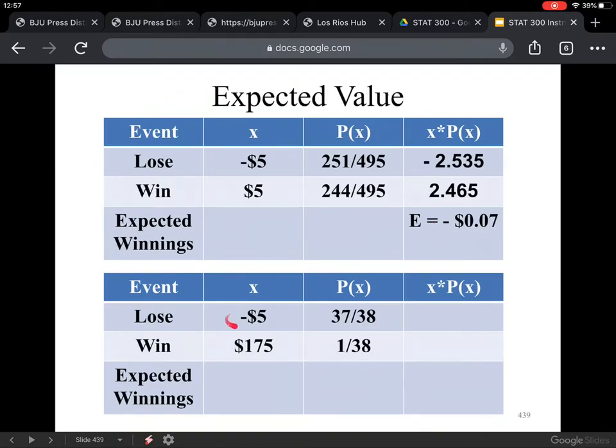What if you lose $5 with probability 37/38, and you win $175 with probability 1/38? You multiply these two, and you get x times p of x. You multiply these two, and you get what value should go there. Pause the video and try to get those values.